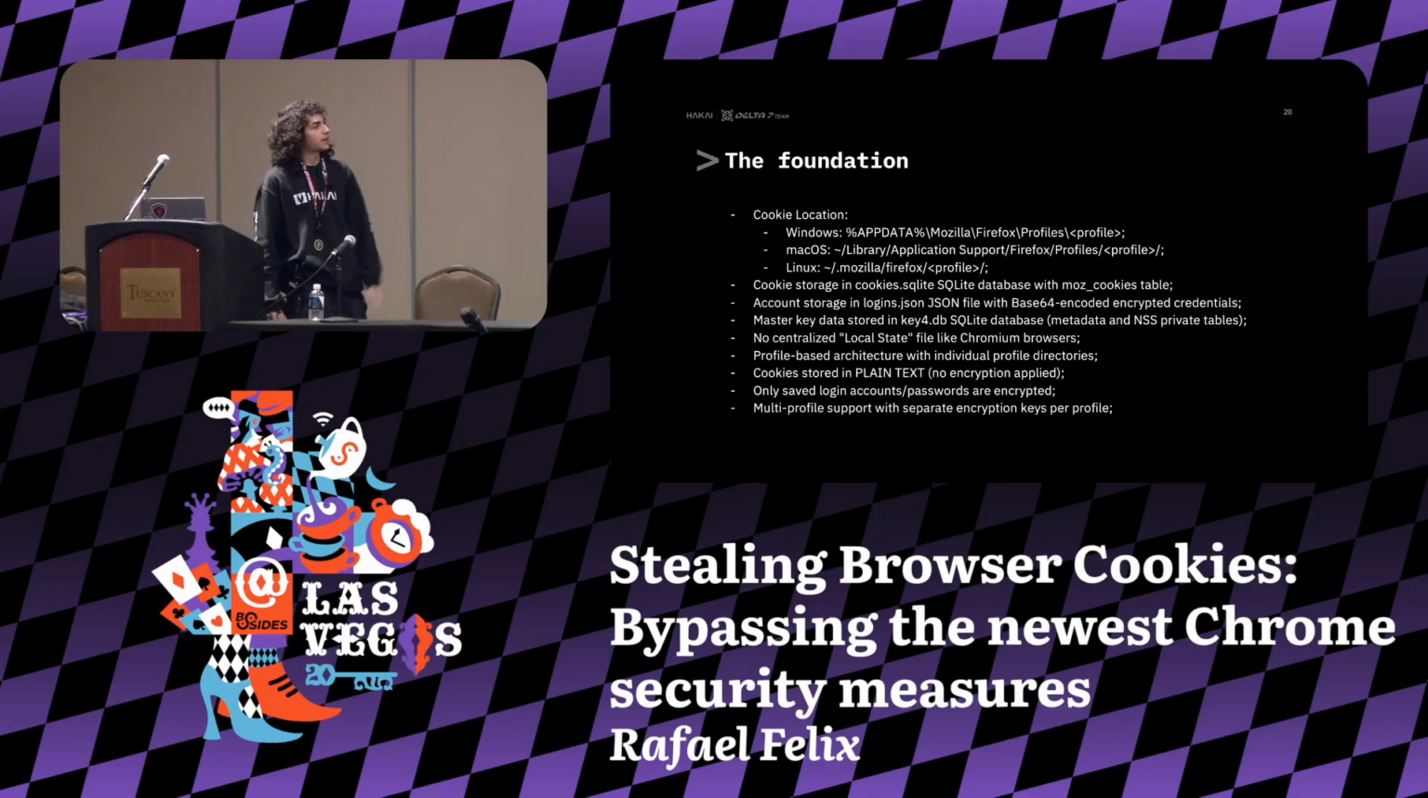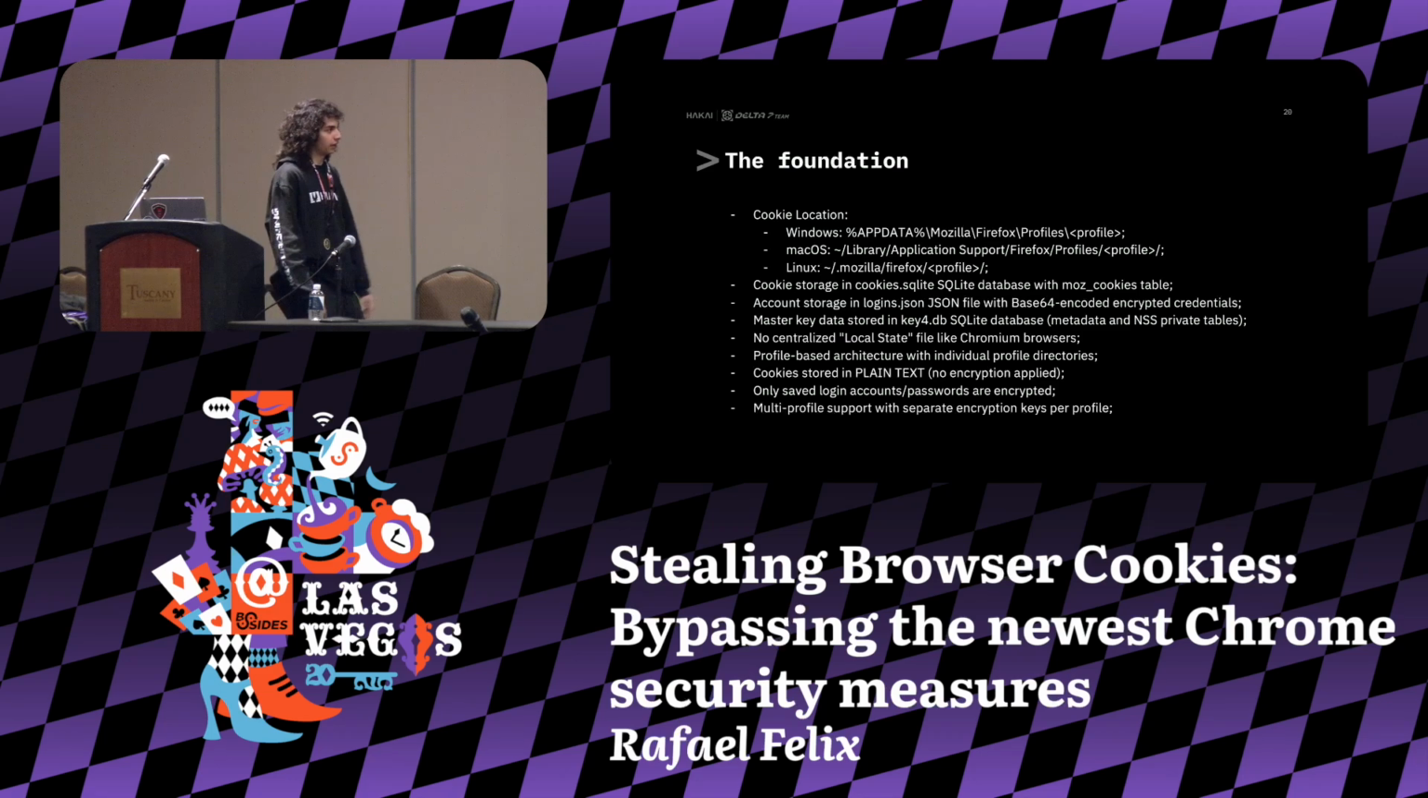So on macOS, it's in Library, Application Support, Firefox, Profiles, the same format. On Linux, .mozilla/firefox/ and any profile that is present in that folder. So yeah, cookie storage is in cookies.sqlite, an SQLite database with the moz_cookies table.